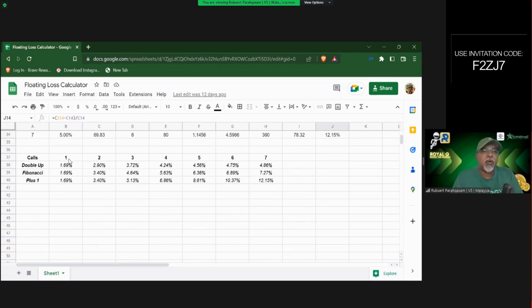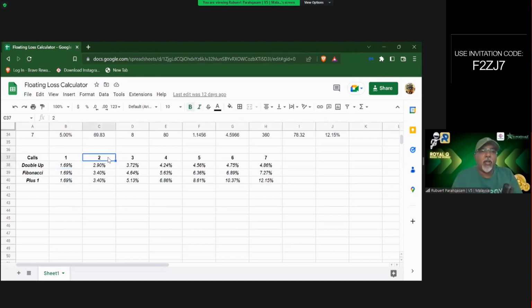So these are the calls: call 1, call 2, call 3, call 4, call 5, call 6, and call 7. Every time the market drops by 5%, I am buying. So as you can see, this is for double up, Fibonacci, and +1, yeah? In my first call, for double up, I'm buying 2 times. Fibonacci is also 2 times. Plus 1 is also 2 times. So you can see here, everything is the floating loss about 1.69%.